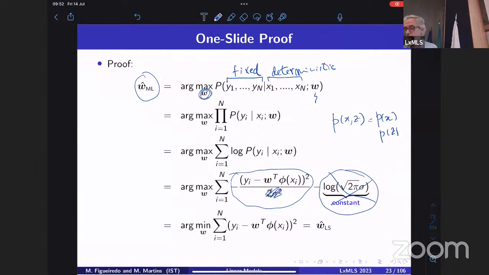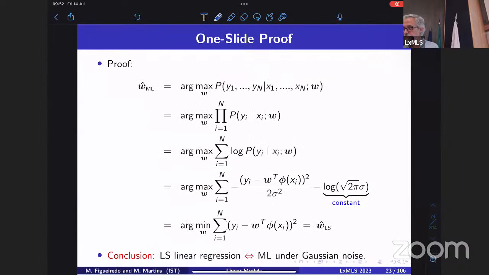So not only is least squares good because it's computationally easy, it's the easiest, but also because it makes sense, right? It's the square of the error. People used it even before knowing about Gaussians. Well, maybe not, because Gauss invented it, but okay. It also has this other justification. Okay, this is the conclusion.